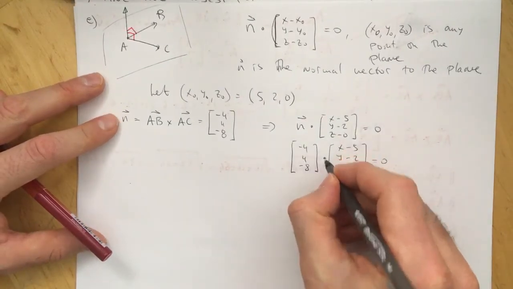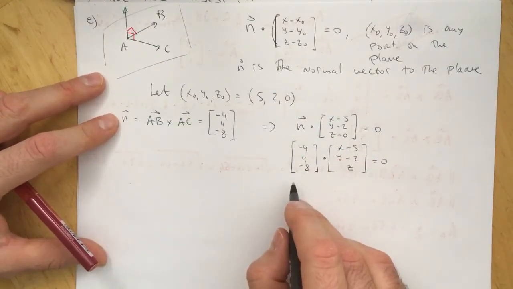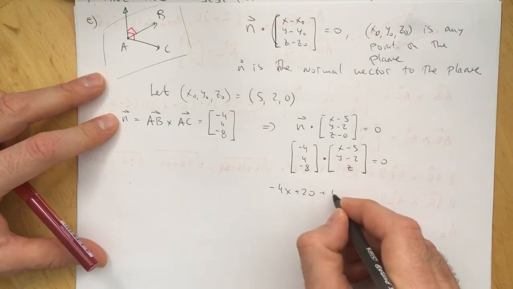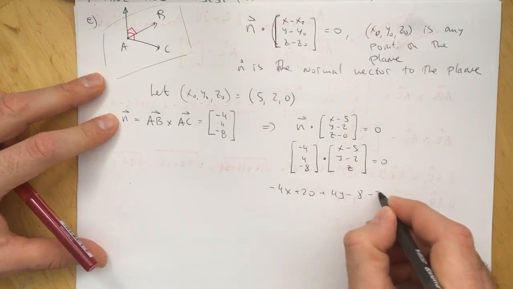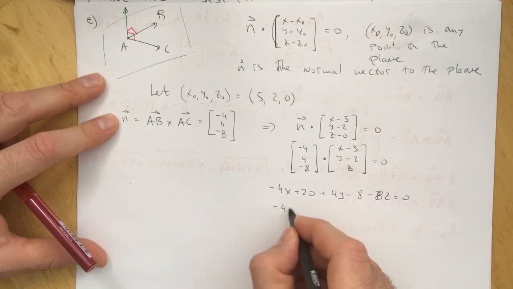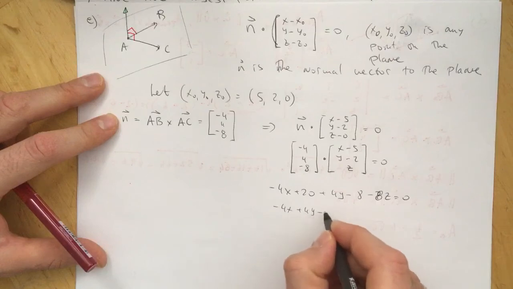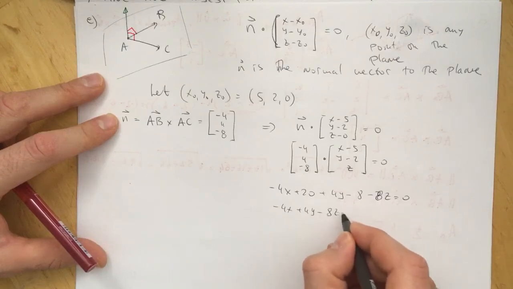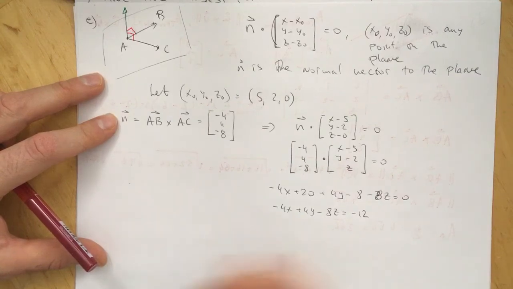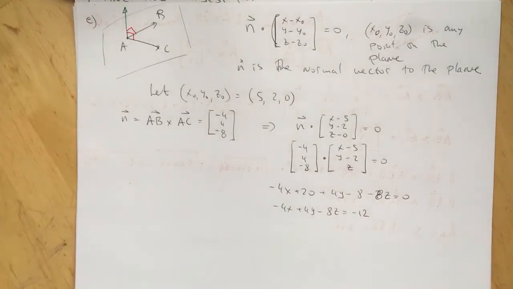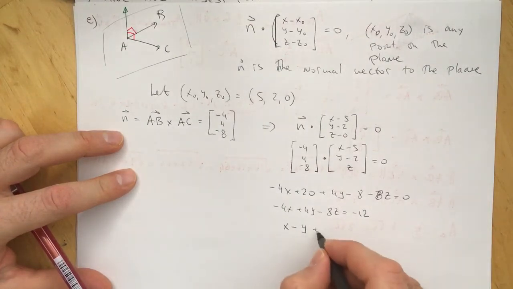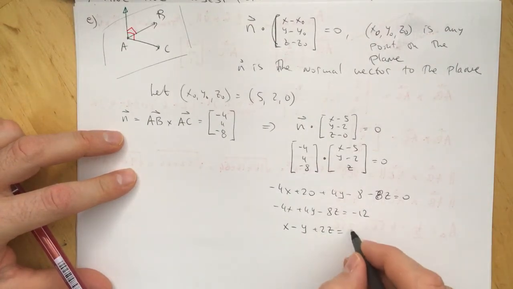Dot product x minus 5, y minus 2, z is equal to 0, and then just expand this and solve this, calculate this dot product: -4x plus 20 plus 4y minus 8 minus 8z is equal to 0, so -4x plus 4y minus 8z is equal to -12, and you can leave it here, or you can just divide by -4 everywhere, so x minus y plus 2z is equal to 3.